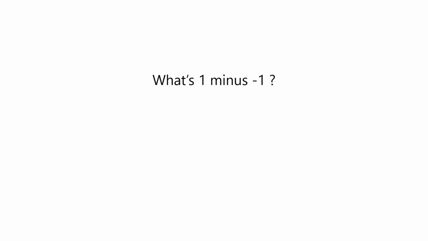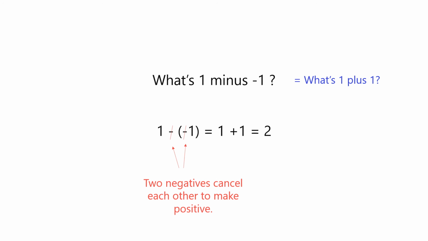What's 1 minus negative 1? We learned earlier that subtracting negative numbers is the same as adding positive numbers. So the question, what is 1 minus negative 1, is actually the same as what's 1 plus 1. 1 minus negative 1 is equal to 1 plus 1, which is equal to 2.